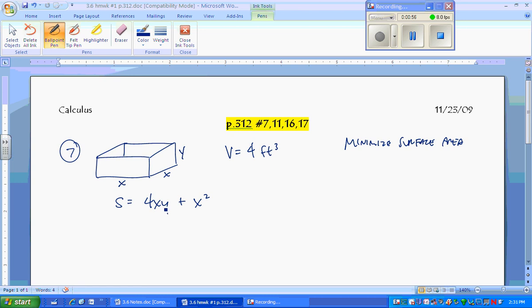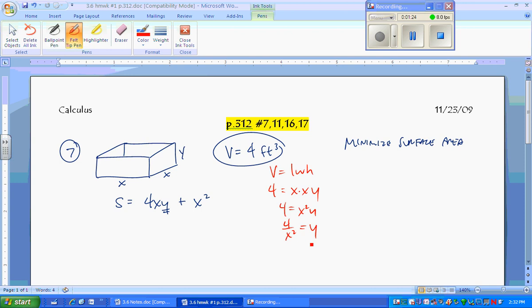But just like in the notes today, we can't have 2 variables in this equation on the right side. We need to substitute something in for y. So that's where the volume comes in. For this, volume is length times width times height. So in this case, our volume is 4. Length and width are both x, and our height is y. So y equals 4 divided by x squared, or 4 times x to the negative second.